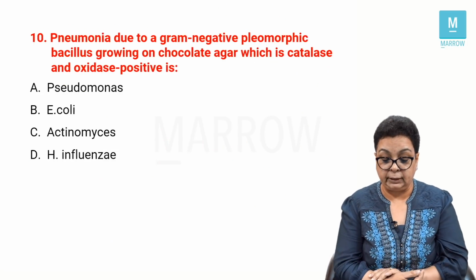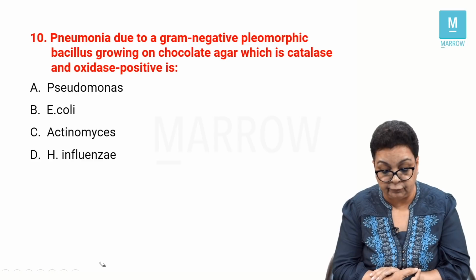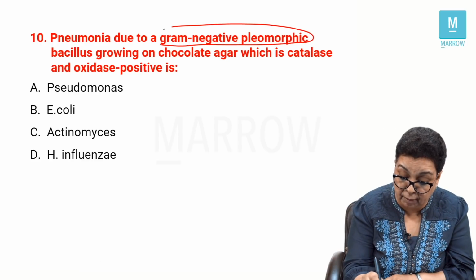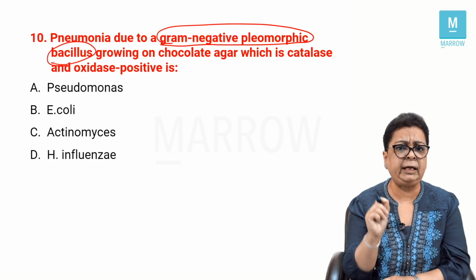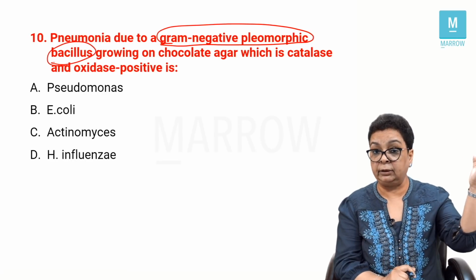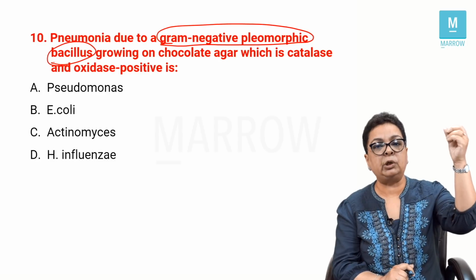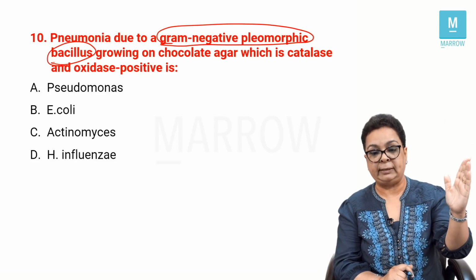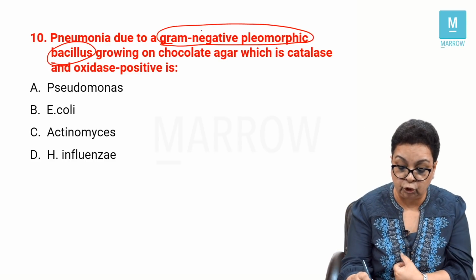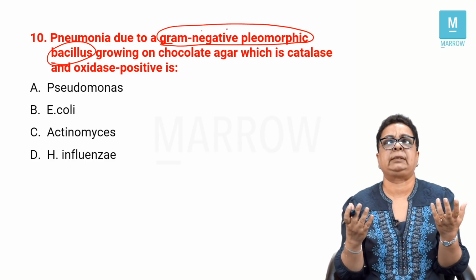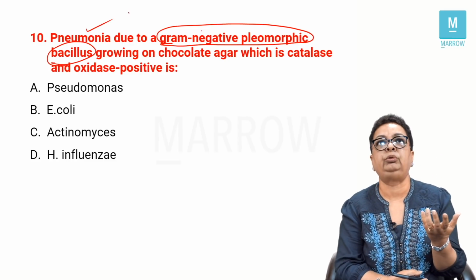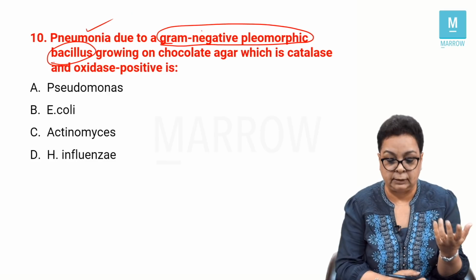Right. Question 10, pneumonia due to a gram-negative pleomorphic bacillus. Okay, the morphology in a question is very, very important. Like we had that first question, gram-positive filamentous rod showing branching, only think of actinomycetes. Here, we are going to think of gram-negative pleomorphic bacillus causing pneumonias. What am I going to think of? I can think of Haemophilus.